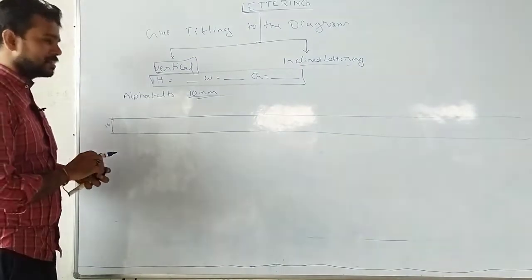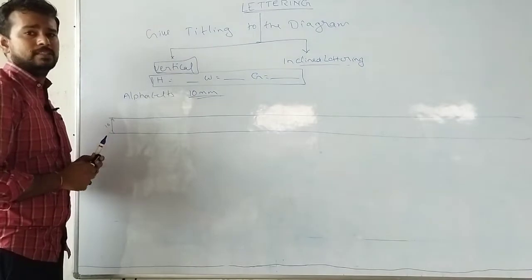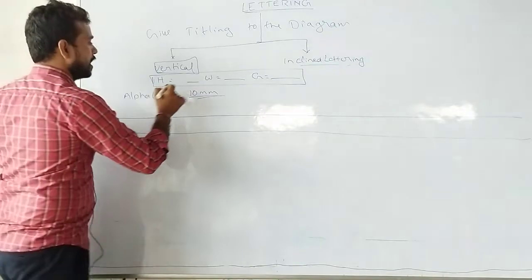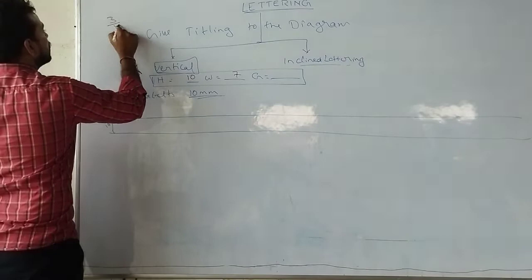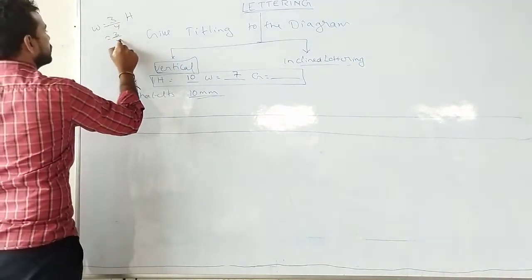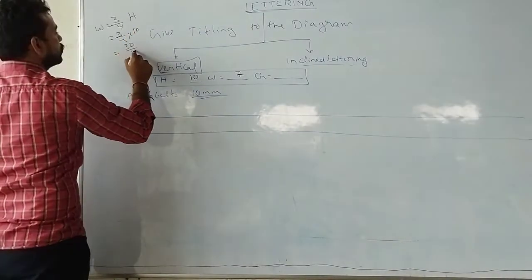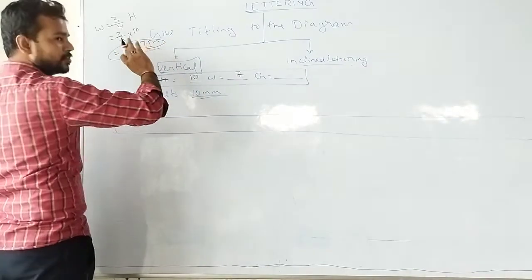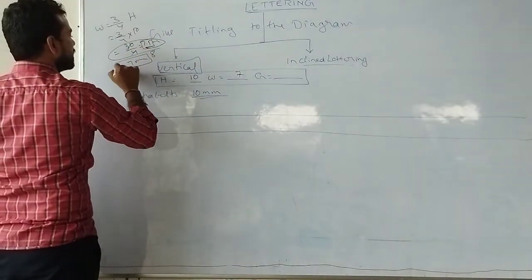First of all is A. For an alphabet the height is 10 mm. That means there will be a width also. So what will be the width? If the height is 10 mm, the width will be 7. How did you get this? By the formula, the width of the alphabet is equal to 3 by 4 into h. 3 by 4 multiplied by 10 is 30 by 4, that means nearly 7.5 mm. So I am taking the width as 7 mm.